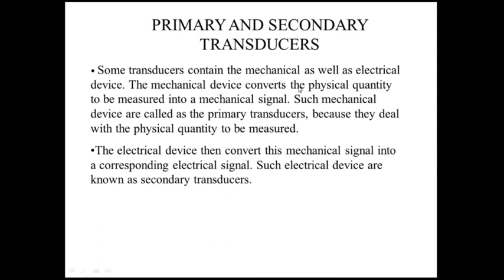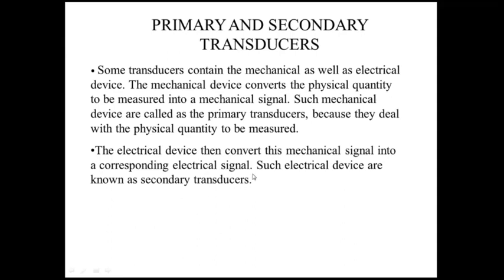This mechanical device is called a primary transducer, which means the physical quantity, one form of energy, is converted into mechanical energy. Then in another stage, it is converted into an electrical signal. The electrical device that converts the mechanical signal into the corresponding electrical signal is called a secondary transducer.